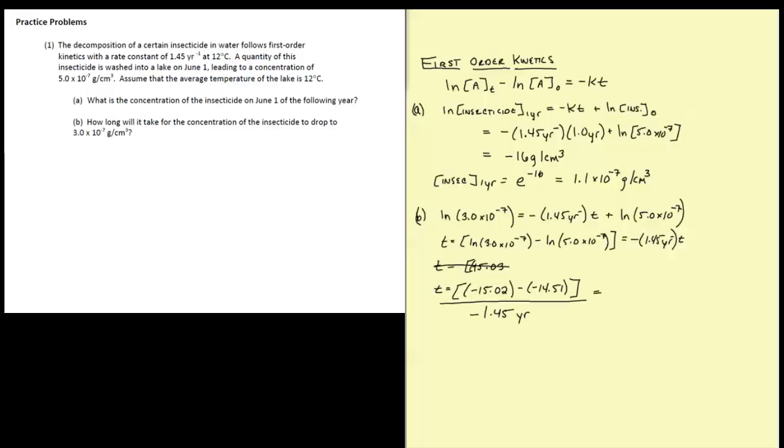Keeping track of units, the rate constant is per year, which means that when we solve for time, that will be years also.